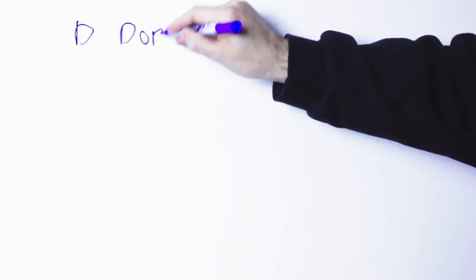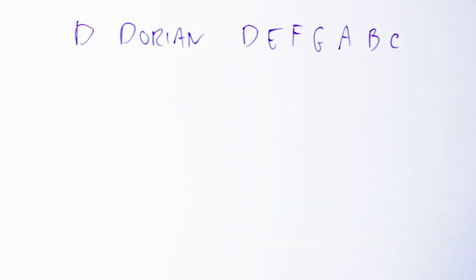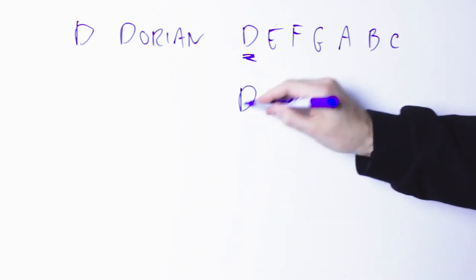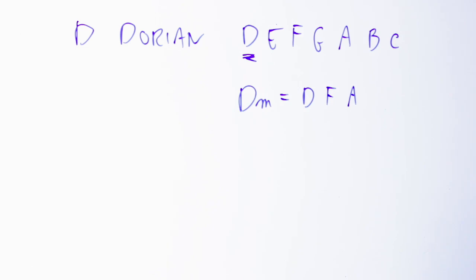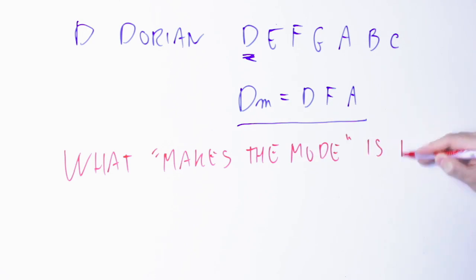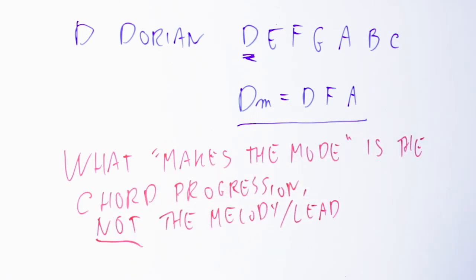So if I want to play a piece in D Dorian, the only thing I need to do is to start with the chord built on the D note. Using only these notes, I can build a D minor chord, so if I start from a D minor chord and I play these notes, what I will perceive is the D Dorian scale, not the C major scale. But when I play the melody of the song, I can start from any note. What makes the mode is the chord and the chord progression, not the lead player.